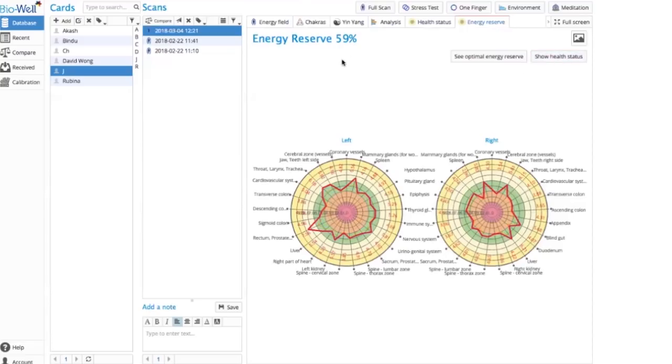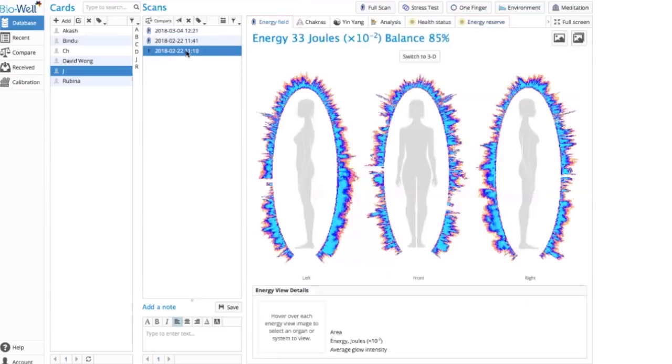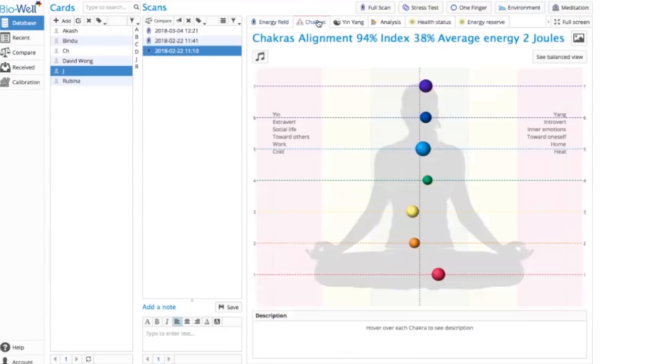Okay, so let me show you a scan I did for a friend. You can see that she was having a lot of gaps in her energy field. She's someone that had a shoulder injury, so you can see that the shoulder has less energy. And you can see it's weak in some areas. So 33 joules of energy and 85% balance.